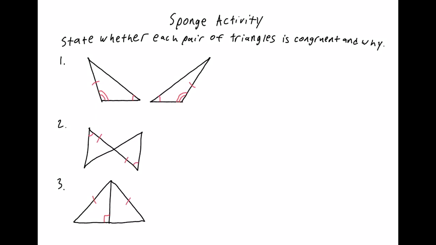Alright, now time for the sponge activity. State whether each pair of triangles is congruent and why. So, yes or no, are they congruent? And then state the reason they are congruent if they are congruent. So, side, side, side, that kind of stuff. Alright, so in number 1, we're dealing with these two triangles. In number 2, these two triangles. Number 3, these two triangles.